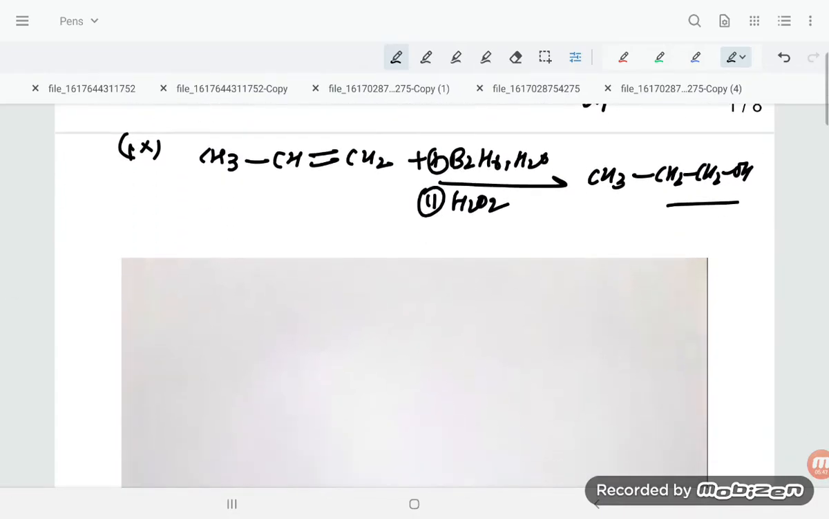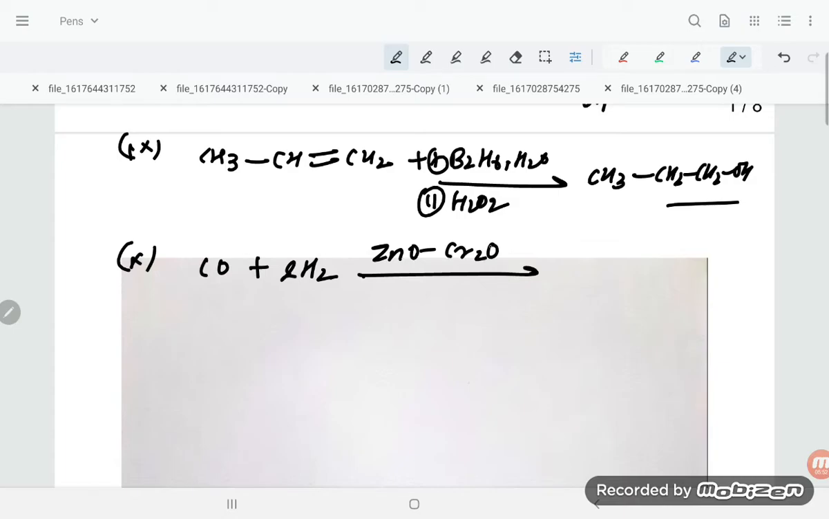Another method, students, is from inorganic chemistry. You can prepare it from carbon monoxide on reaction with dihydrogen, in the presence of ZnO and Cr2O3, at a temperature of 700 Kelvin and 200 atm pressure. So it will give CH3OH, dear students.